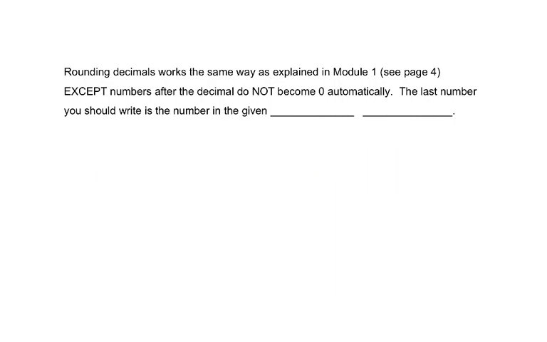Rounding decimals works the same way as we did in Module 1. You can look back at page 4. Except the numbers after the decimal do not become 0 automatically. The last number we write down is the number that's in the given place value. So if it says round to the nearest tenths, you want your last number to be in the tenths spot. If it says round to the nearest thousandths, you want your last number to be in the thousandths spot.